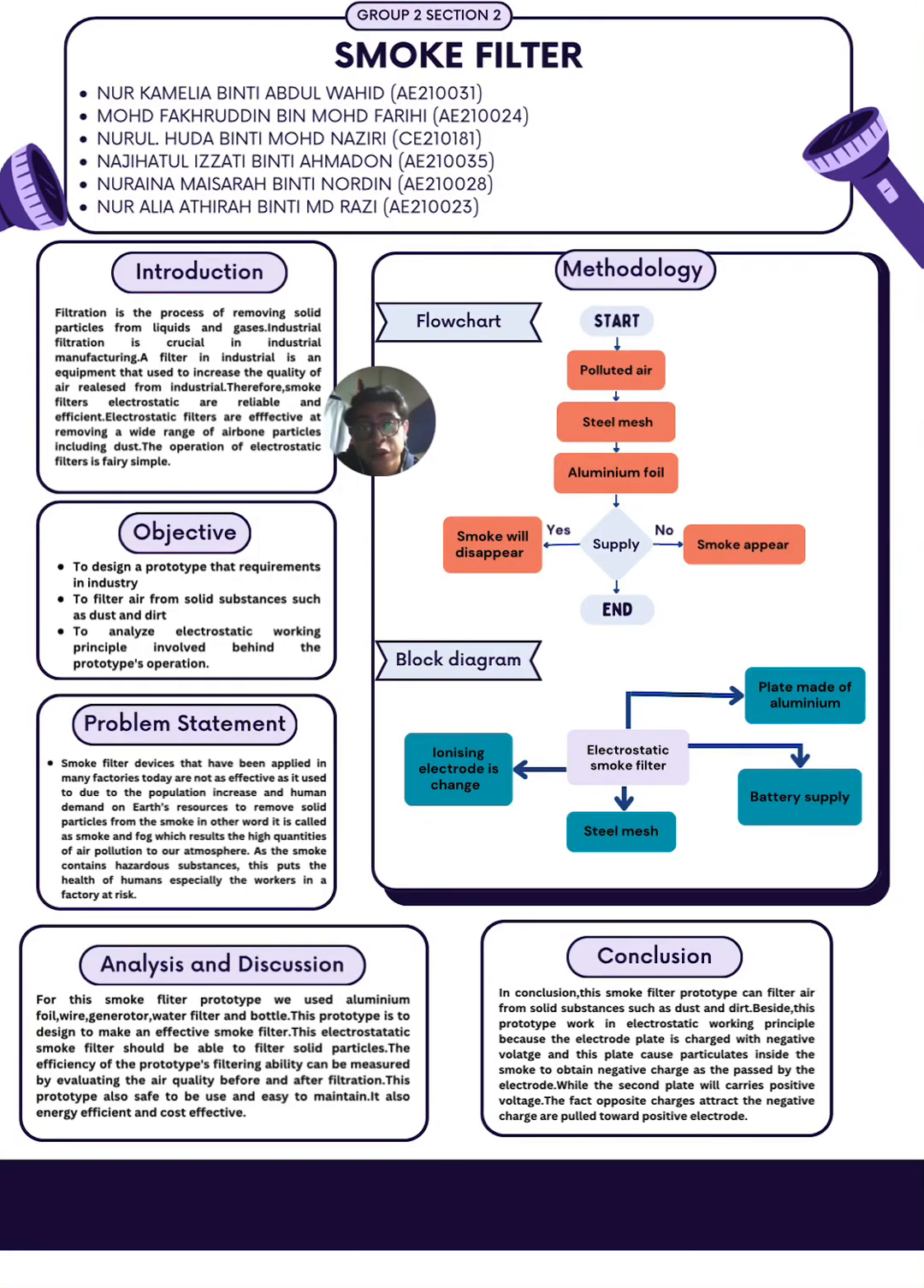My name is Muhammad Fakhruddin bin Muhammad Farihi with metric number AE210024. I'm going to represent my group, which is group number 2, and together with me we have Nur Kamalia, Nurul Huda, Nejihatul Izati, and also our beloved Nuraina Maisara to propose our group project, which is called smoke filter, or in other words, smoke precipitate.